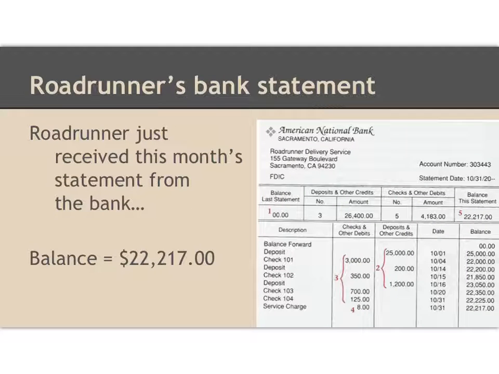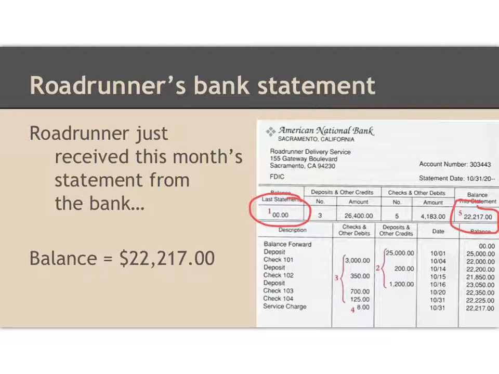So here's a copy of Roadrunner's bank statement. They just got the statement from the bank, and the first thing that we want to pay attention to is that they are making a statement here that we started the month with no money in the account, and at the end of the month, the account balance is $22,217.